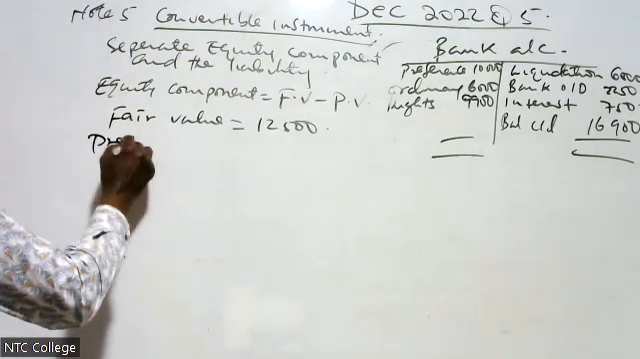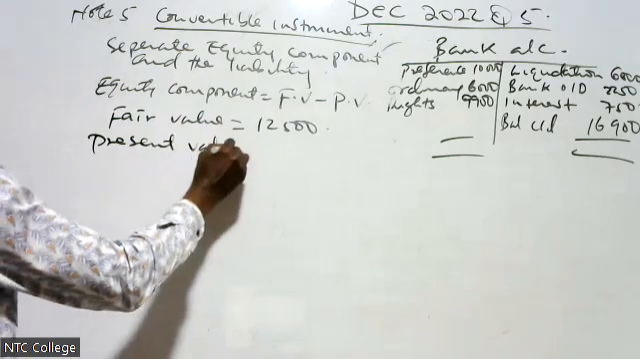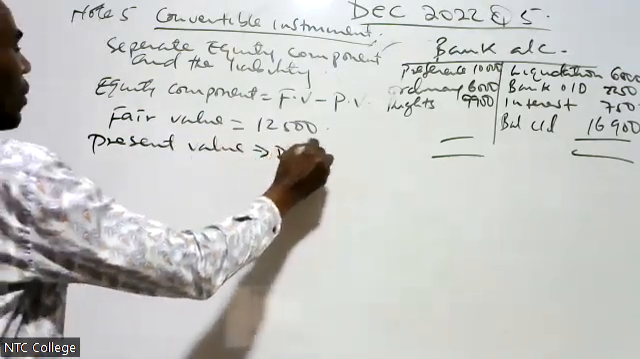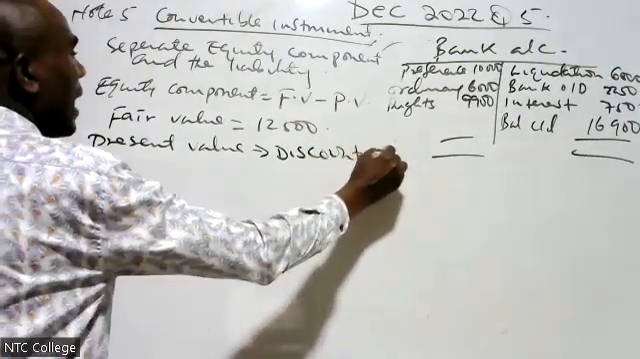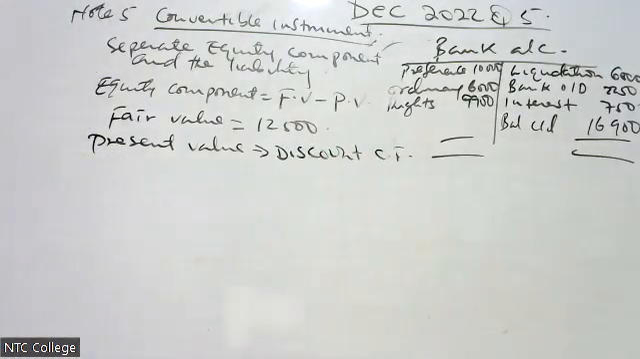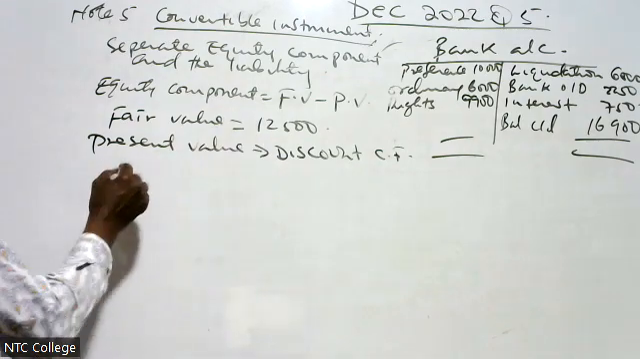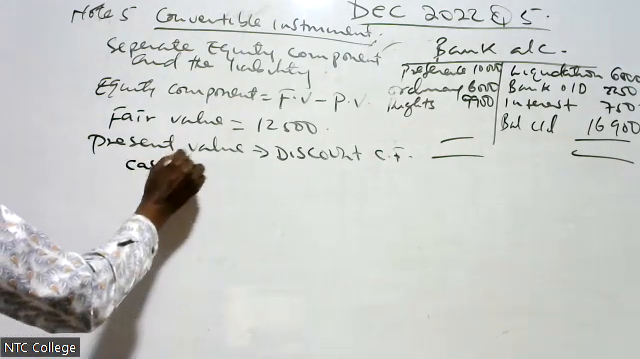For present value, you discount cash flows. Present value, you discount what? Cash flows. But fair value is the nominal value of this fund. Therefore, if I want to discount cash flows, what are the cash flows to be discounted?